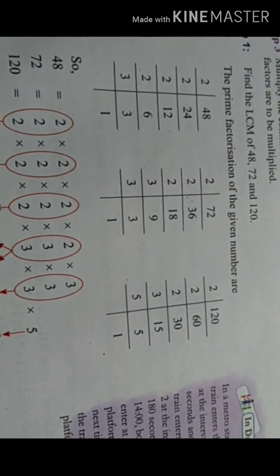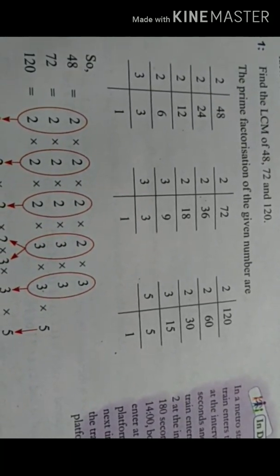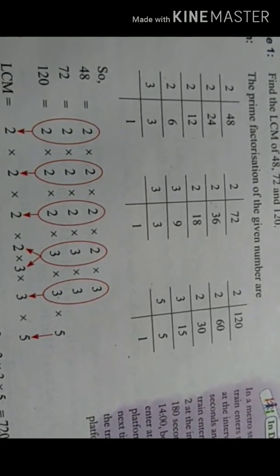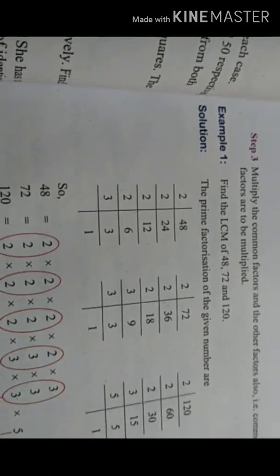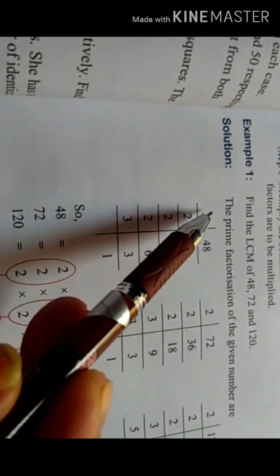Suppose the first question is: find the LCM of 48, 72 and 120 by the prime factorization method. For this you will find the prime factorization of all three numbers. First you will write the prime factorization of 48. You will select the prime numbers 2, 3, 5 for this. Here you write 2, 2 2s are 4, 2 4s are 8.